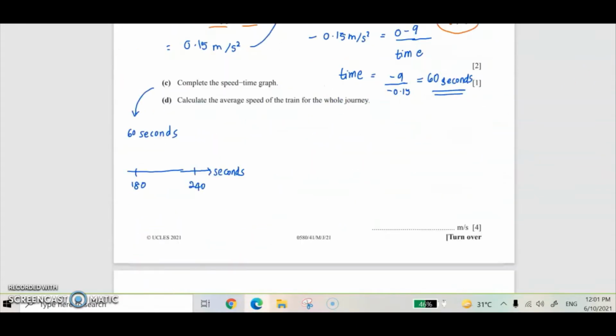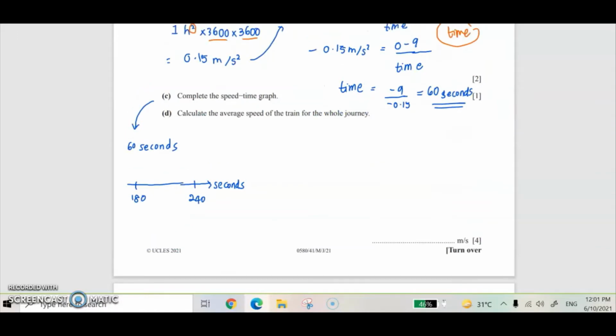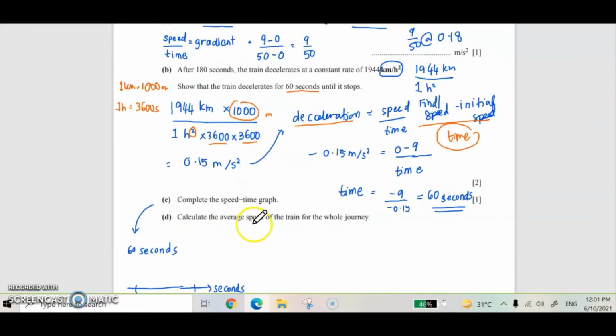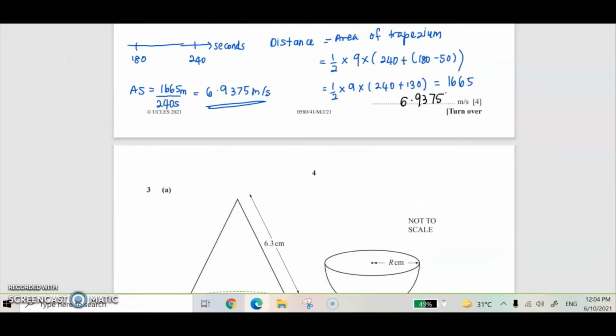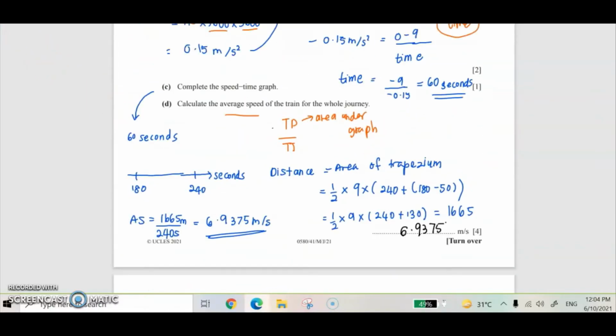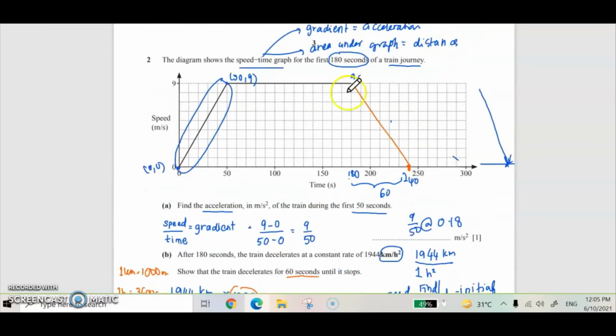Okay, so we get to the last one here, which is calculate the average speed of the train for the whole journey. So we know that average speed is equal to total distance divided by the total time. Okay, so now we have to calculate total distance. Total distance is equal to the area under the graph, so you can calculate the area under the graph and then you divide with the total time. Okay, so we calculate a distance which is equal to the area of trapezium. Okay, I do the big trapezium here. Okay, you can choose either you want to calculate 2 triangles plus 1 rectangle or the whole trapezium.